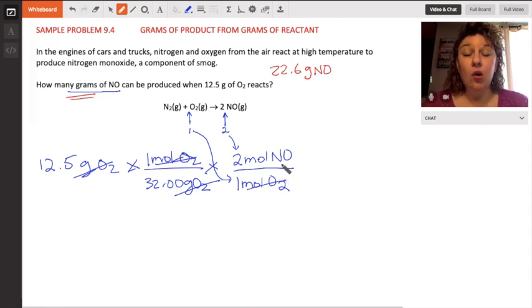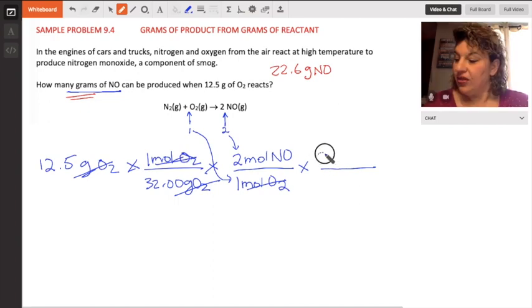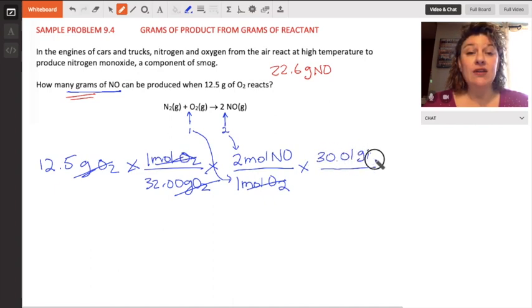Now I'm left with moles of NO, but it asks me again how many grams of NO. So now I need to convert using the molar mass. And just like we did before, we're going to use the molar mass. In the previous example, we calculated the molar mass of NO to be 30.01 grams of NO to 1 mole of NO.